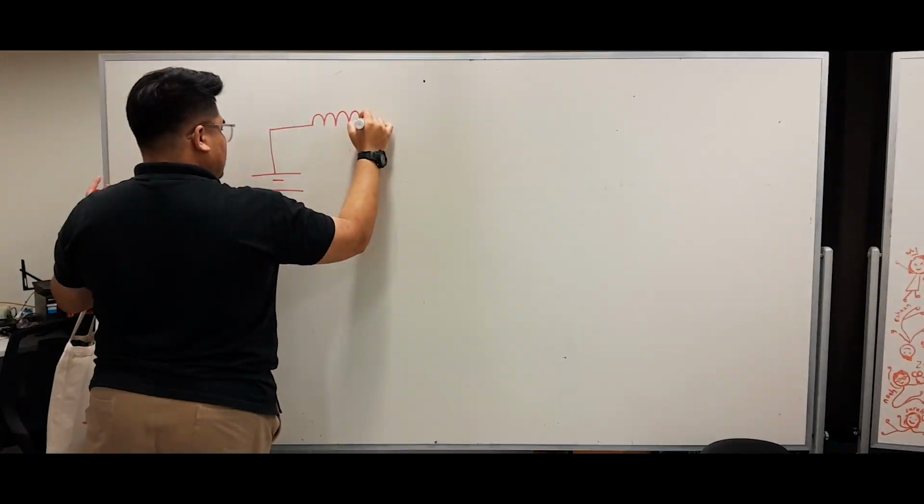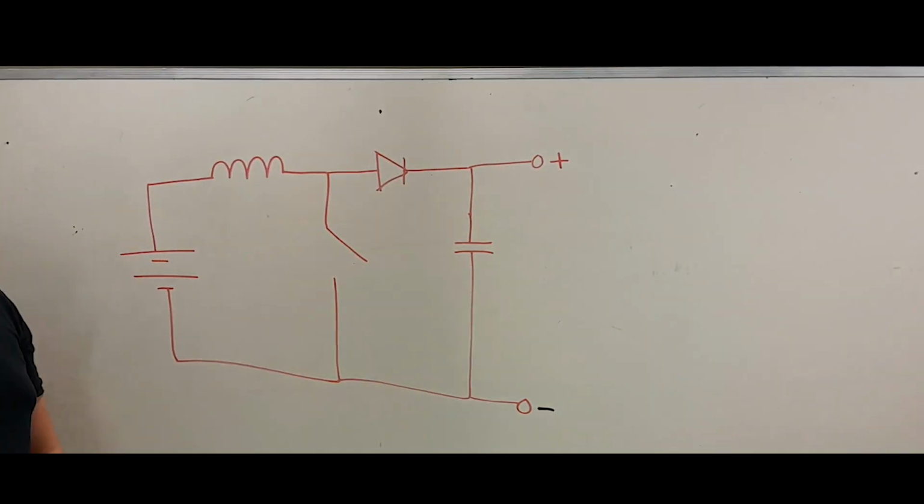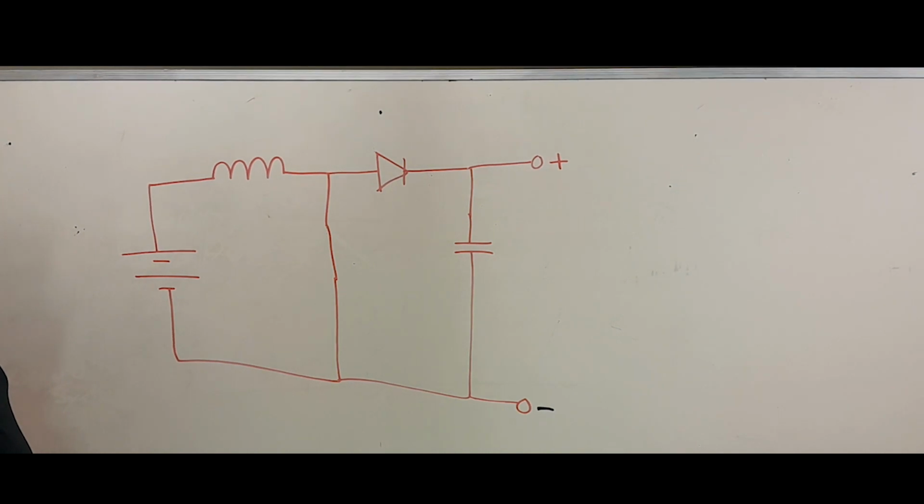Right, so the typical boost converter circuit will look like this, with an inductor in parallel with the switch and diode, and in parallel with a capacitor and the load. So the aim is to switch on and off to produce a duty cycle, which we'll cover later on.